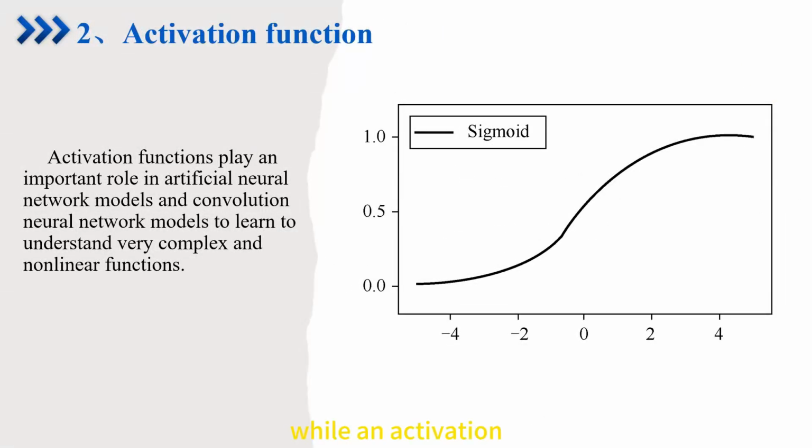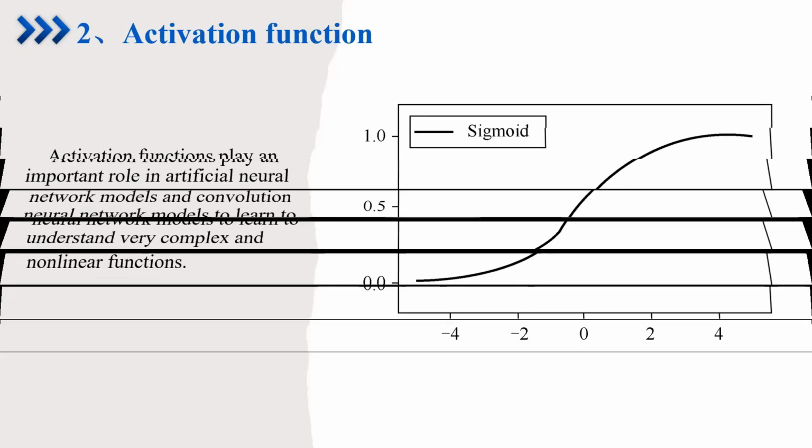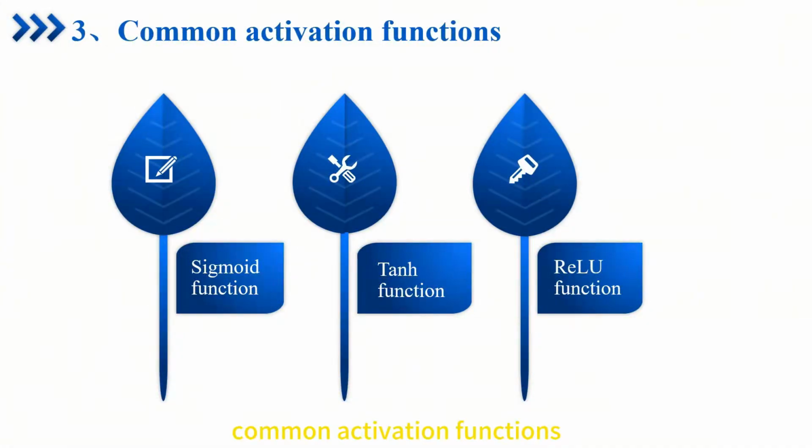An activation function is a type of nonlinear function used in neural networks. Its purpose is to add nonlinear characteristics to the output of neurons, enabling the networks to process more complex data patterns. Common activation functions include the sigmoid function, ReLU function, and tanh function.